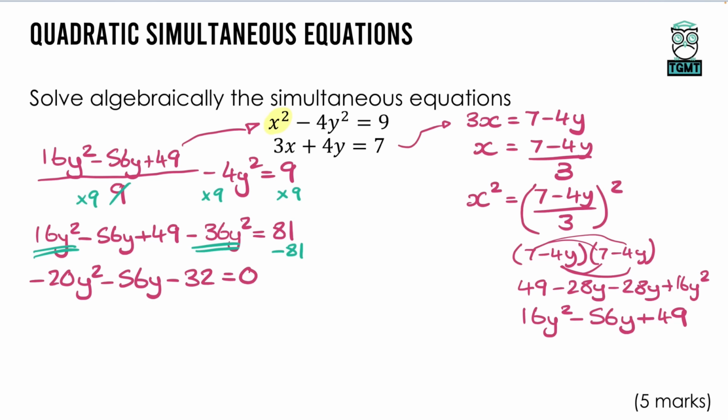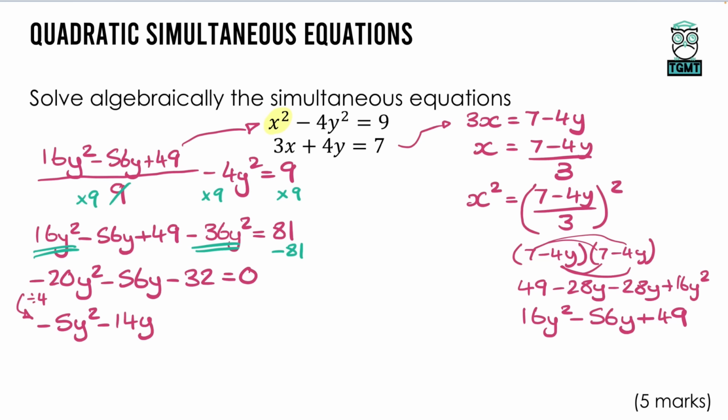Now at this point I can just write down the values of a, b and c and put it into the quadratic formula. However, I can see that these numbers divide by 4, so just to make the numbers a little bit nicer, I'm going to divide them all by 4, and that gives me minus 5y squared minus 14y.